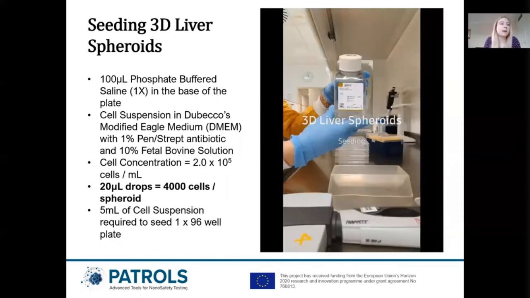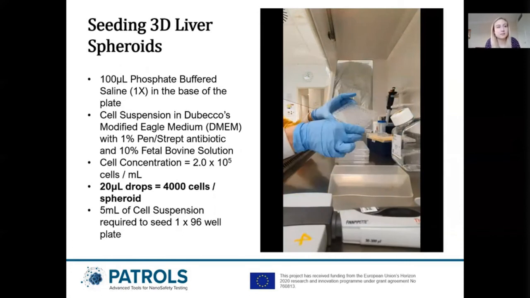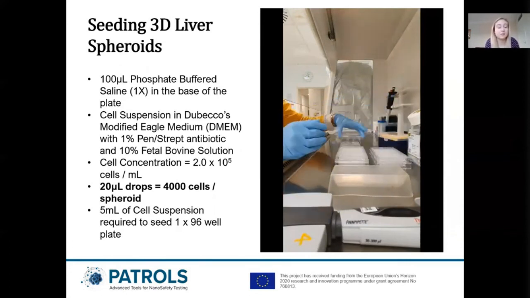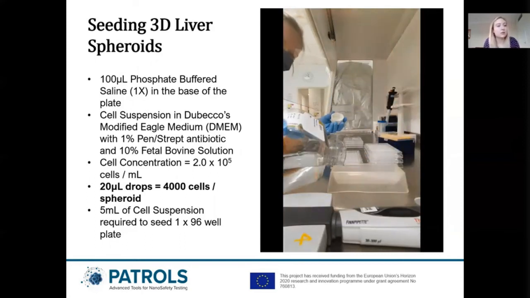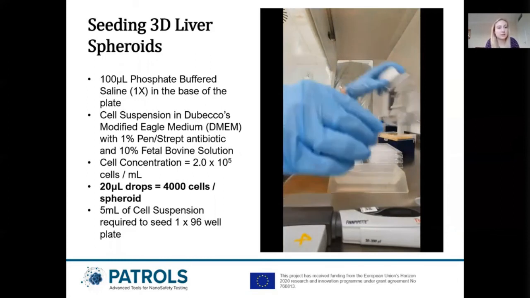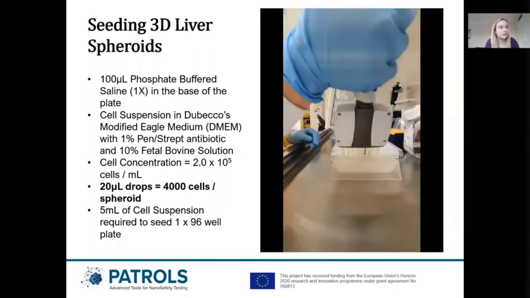So initially, we add PBS to the base of the plates to maintain hydration and ensure that the spheroids do not dry out during the 3-day formation process. You need 100 microliters of PBS, which will be added to the base of the plate.